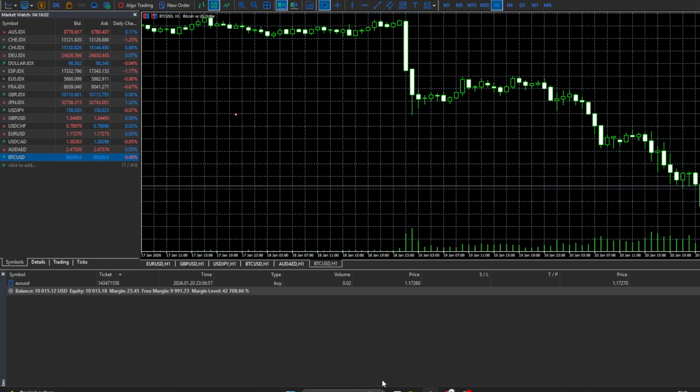Let's get started. First, make sure you have MetaTrader 5 open and that a chart is visible on your screen. It can be any symbol or time frame. The zoom controls work the same way for all of them.